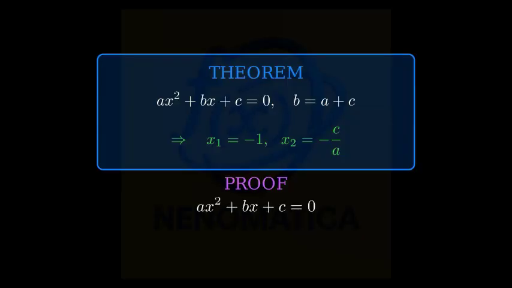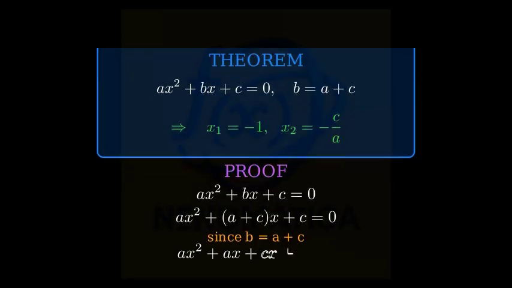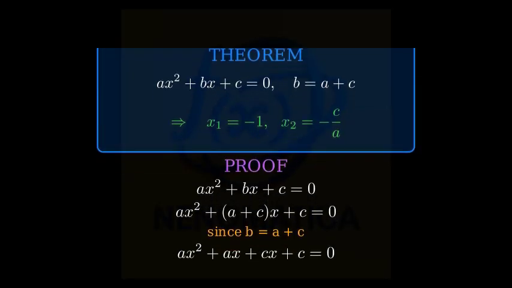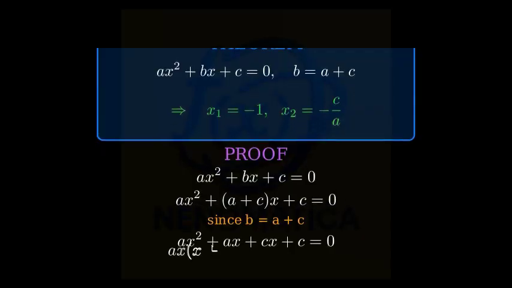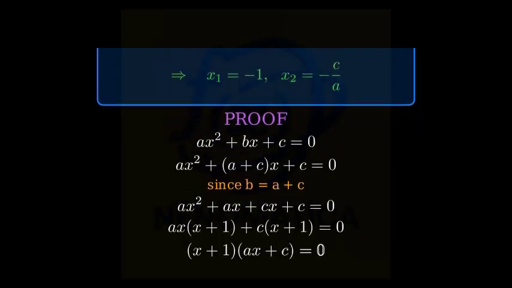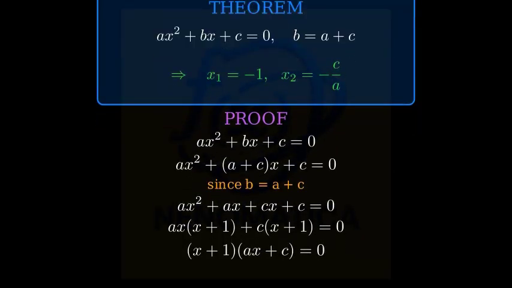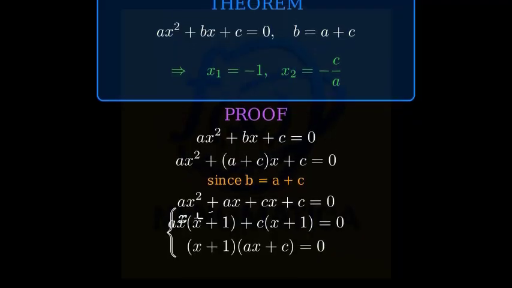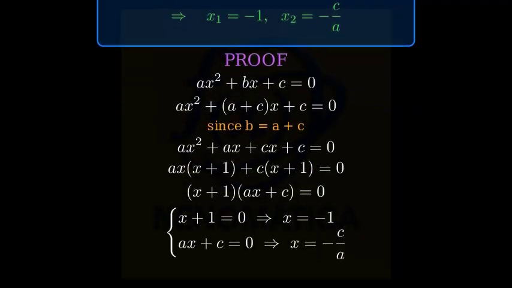Step 1. Start with ax squared plus bx plus c equals 0. Step 2. Substitute b equals a plus c. Step 3. Expand the middle term, ax plus cx. Step 4. Factor by grouping. Group the first two terms and the last two terms. Step 5. Factor out the common binomial x plus 1. Step 6. Use the zero product property.